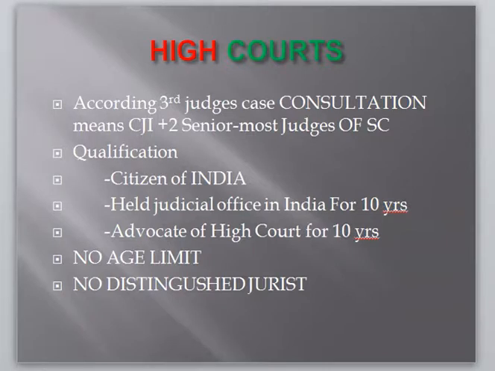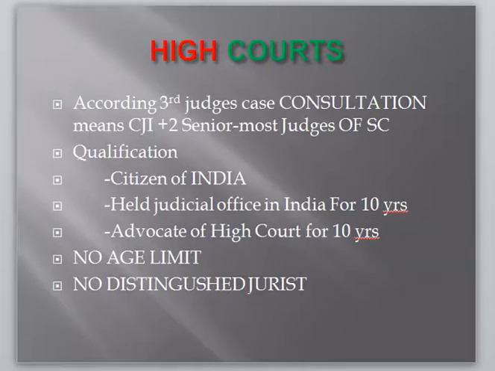Remember these two most important points, they might ask a question on them. There is no age limit given for appointment, but the retirement age is fixed at 62 years. And you can't appoint a distinguished jurist as a chief justice of a high court. You can appoint him as a judge of a high court, but not as chief justice.